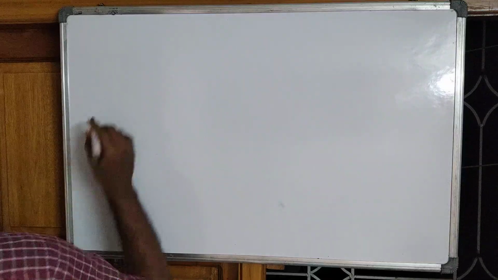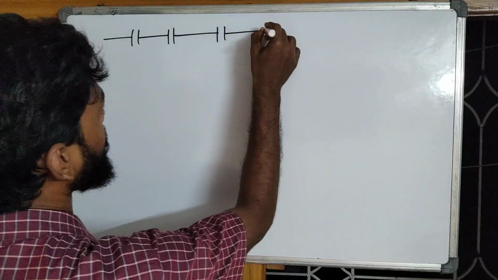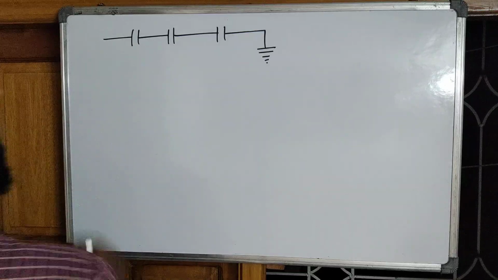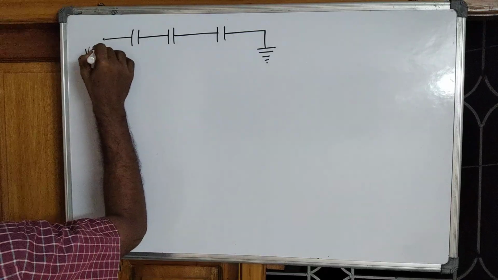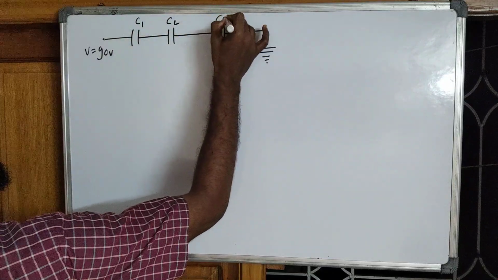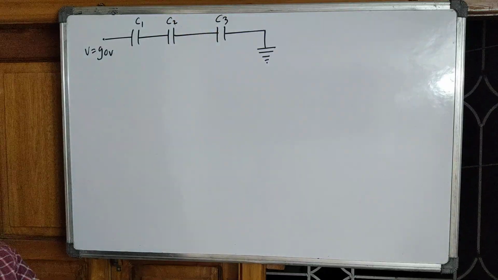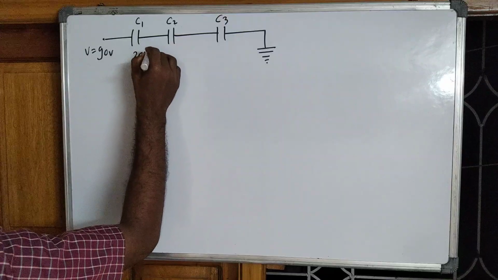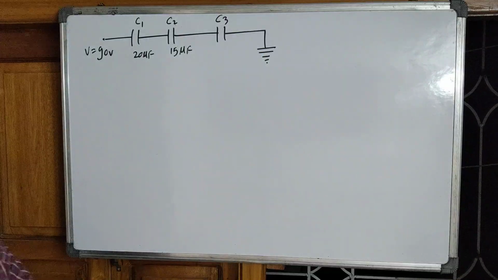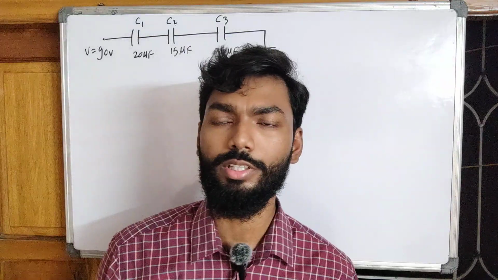So let's draw the circuit diagram. This is C1, this is C2, this is C3, and this particular end is grounded. And this particular end is connected with 90 volt. C1, C2 and C3. All right, so C1 is having 20 microfarad, C2 is having 15 microfarad, and C3 is having 30 microfarad. Find out the charge and potential across each capacitor.